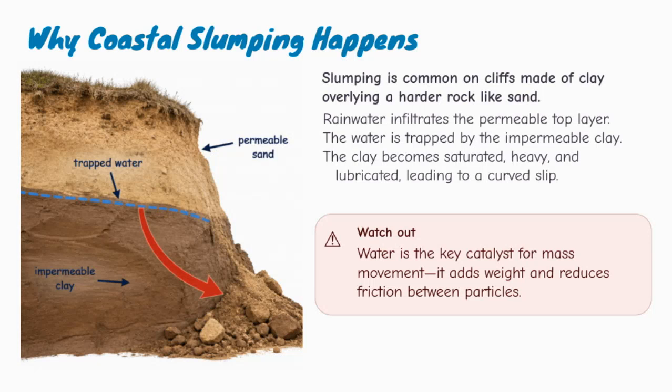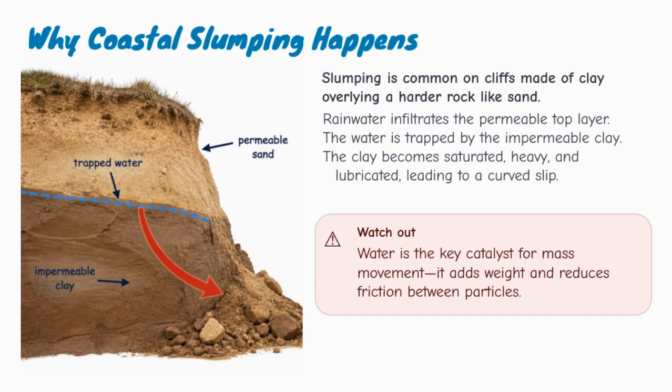Now let's look more closely at coastal slumping. Slumping is common where there are layers of different permeability. For example, a cliff may have a permeable layer on top and an impermeable clay layer below. Rainwater infiltrates the permeable top layer. That means it soaks down through the rock or soil. But when the water reaches the impermeable clay, it cannot pass through easily.